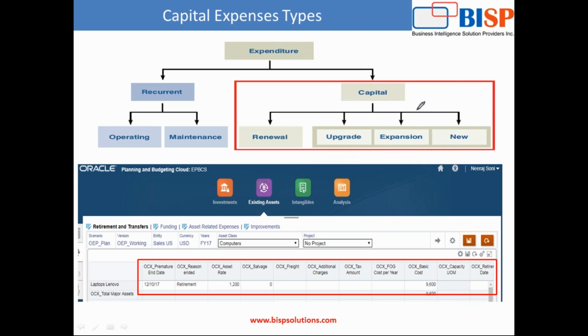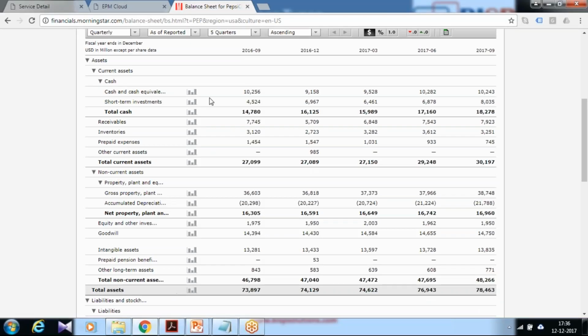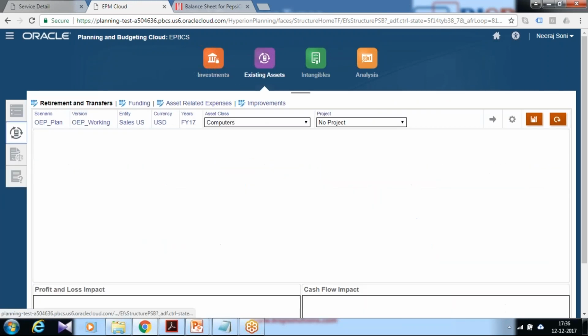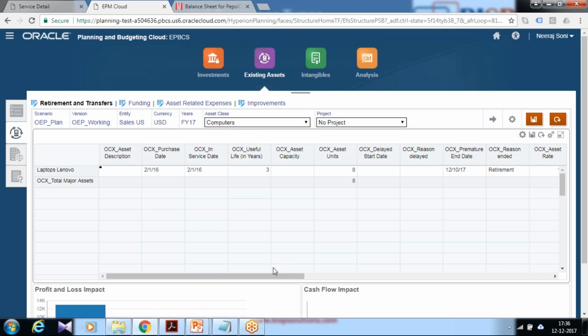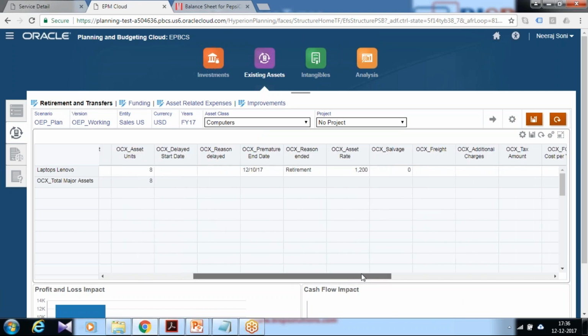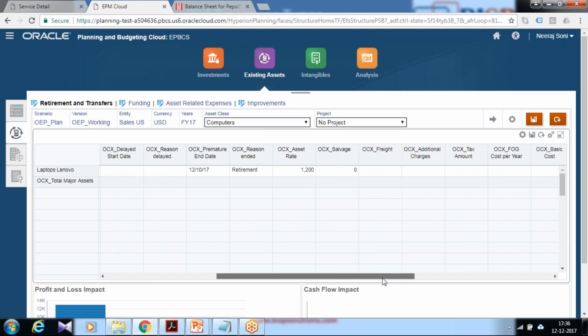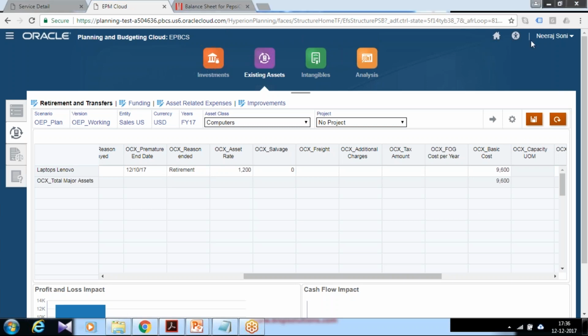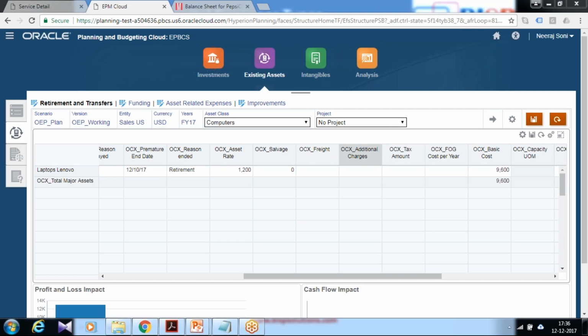In the capital expense module, there's an option called existing asset. To maintain existing assets, we have the option to define expenses associated with existing assets, right? So you define asset rate, its salvage value, freight, additional charges, and so on. You define various properties. So once an asset is procured, an additional life cycle of the asset starts. Maybe additional charges or tax amount or additional costs associated with the asset.